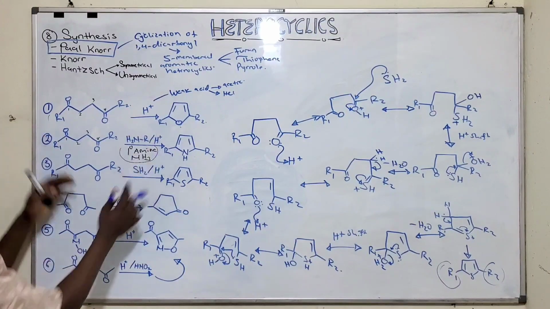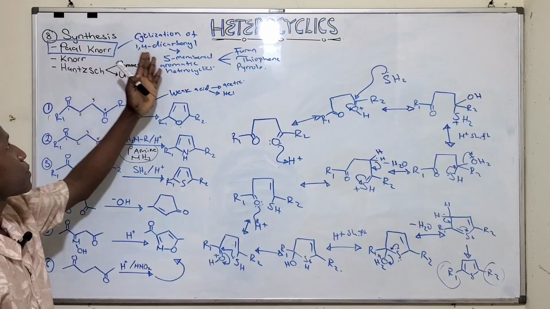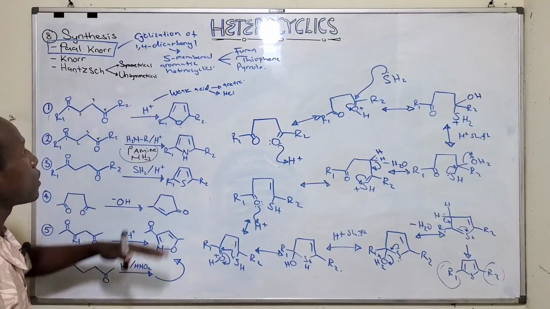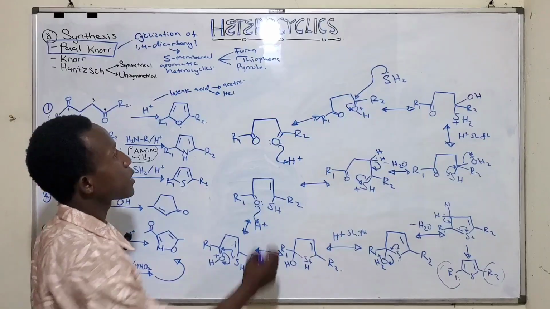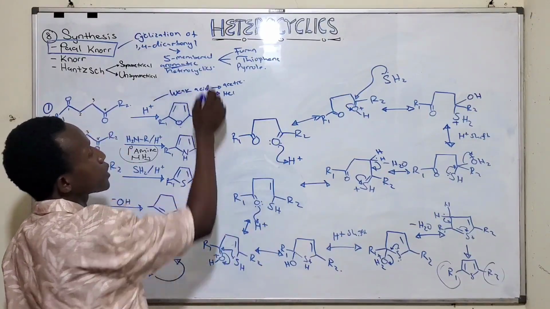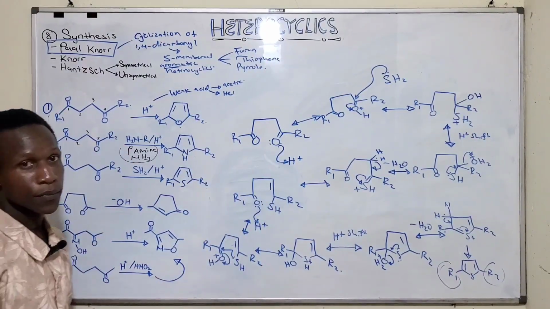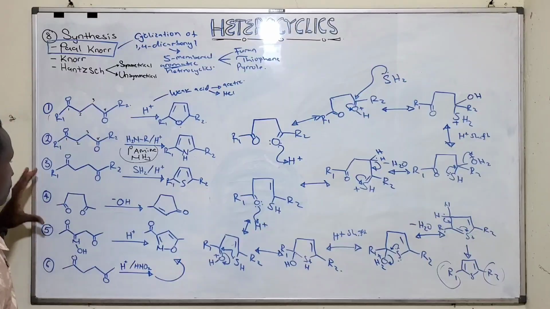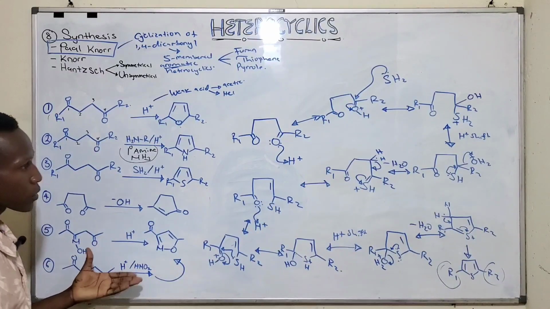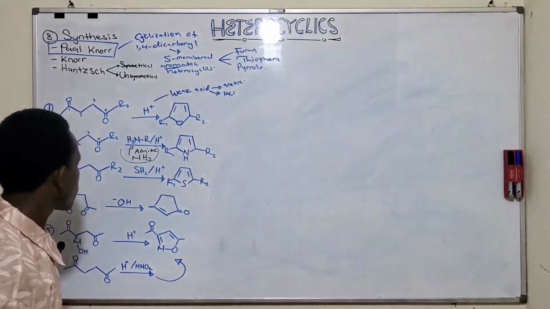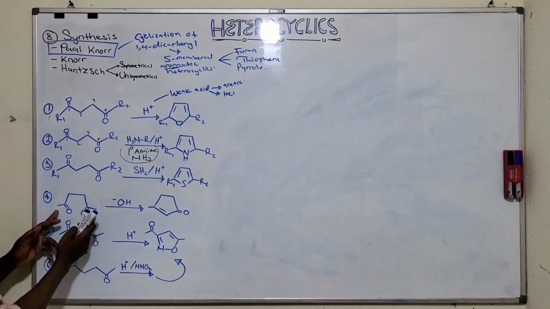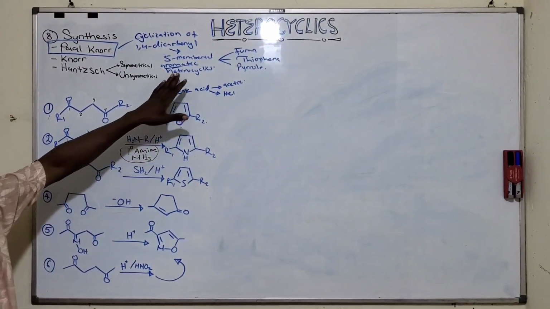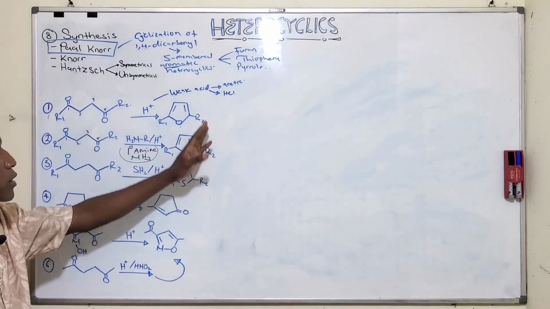So these three mechanisms are known as the Paal-Knorr synthesis mechanisms. We form the furan, thiophene, and pyrrole, which are aromatic heterocyclics and 5-membered. Let's talk about these three mechanisms also. Let's talk about this reaction. We have seen using this compound, we can synthesize the aromatic heterocyclics, these three.